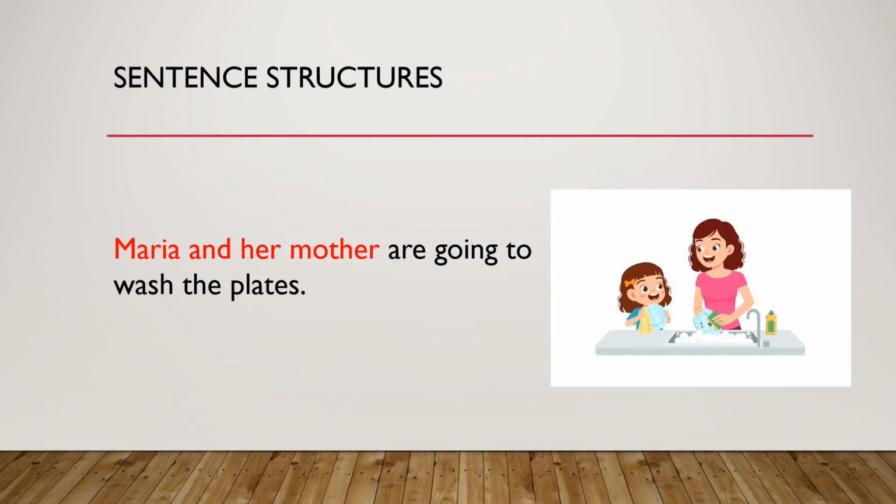Maria and her mother are going to wash the plates. Why do we use are, not is? Alright, let's look at the people in this picture. There are two people. The little one is Maria and this one is her mother. So there are two people here. So we can replace Maria and her mother with the subject pronoun they. So since we use they, we use are.